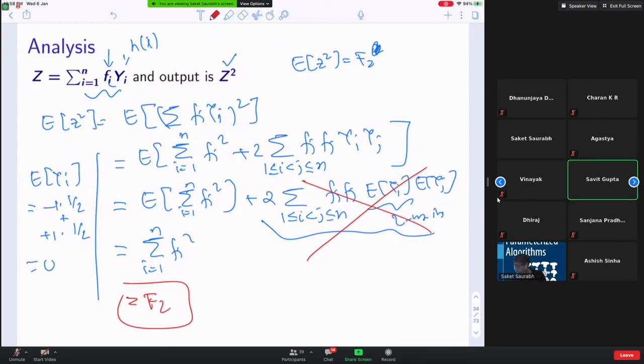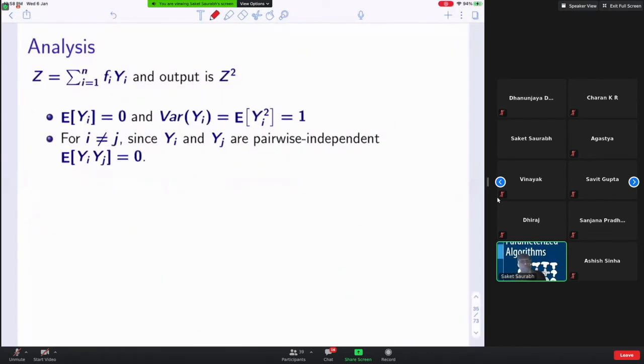Sir, have we only used pairwise independence? Have we used four-wise independence? Not four-wise yet. Not yet. Have patience. This is what I said: we assume 4-wise and all we use is 2-wise. We also have to compute variance, no? We'll get there in a minute.